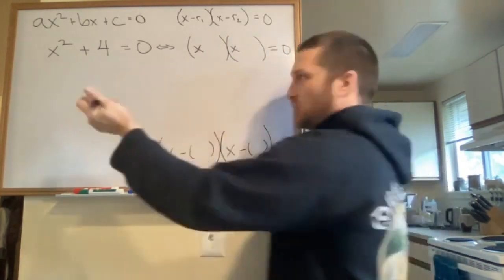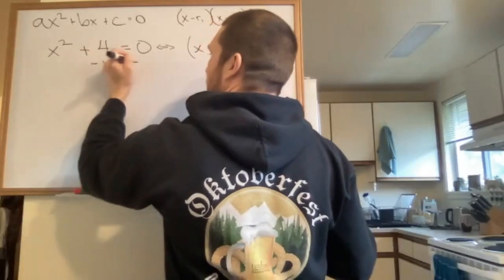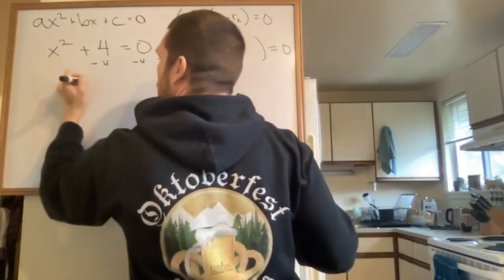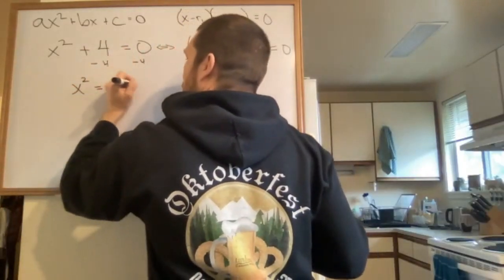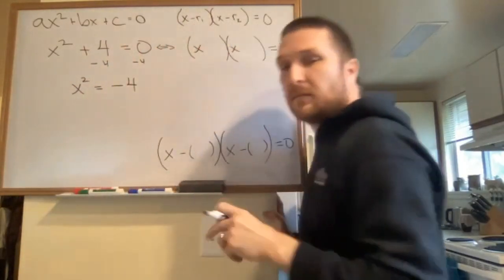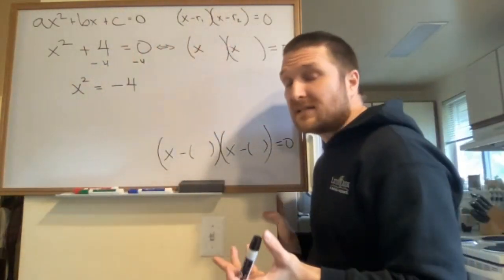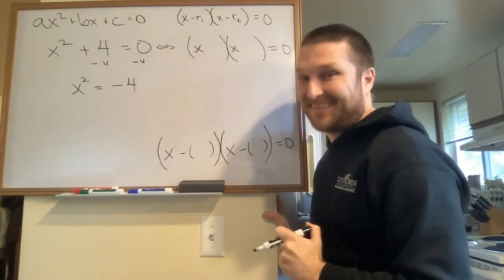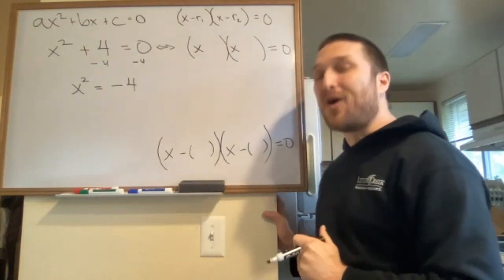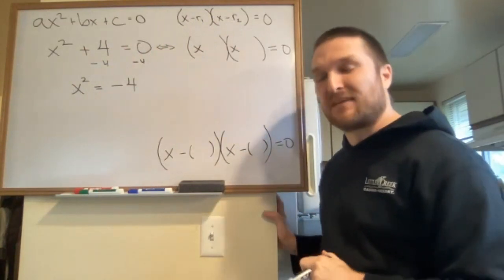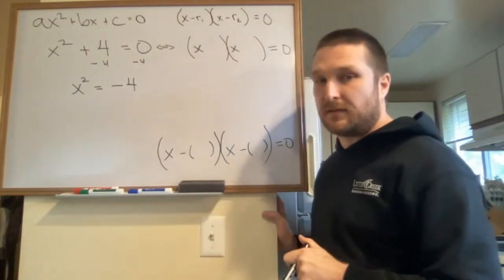Subtract 4 from both sides. So we're going to start there. x squared equals -4. And at this point, you go, well, I'm going to take a square root of it, but I can't take a square root of a negative number. Yes, we can. From now on, we are totally going to take square roots of negative numbers because we know how to deal with it.